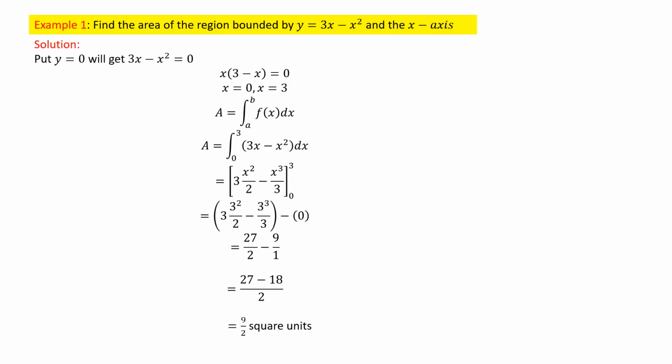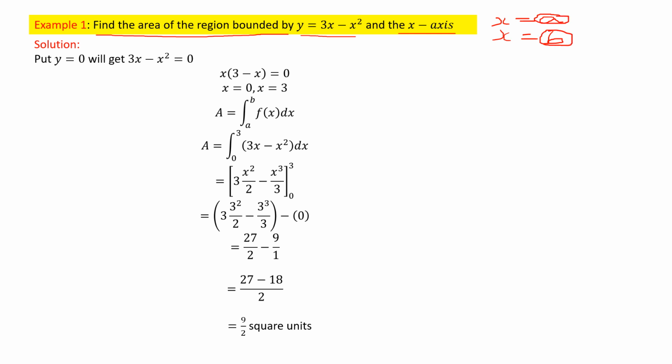Let us move to example number 1. Find the area of the region bounded by the curve y equal to 3x minus x power 2 and the x-axis. In this problem, we don't know anything about the point A and the point B. So we have to calculate the upper limit A and lower limit B by using the conditions.